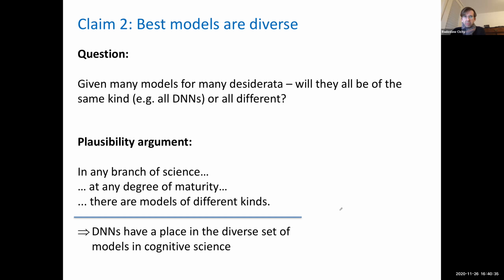So therefore, I would say deep neural networks will have a place in this diverse set of models in cognitive science, but whatever is going to happen, they are just going to be one part of it. So it's not a debate of, oh, let's stop doing anything else, let's only do deep neural networks. It's just that they will have one place among many other things.